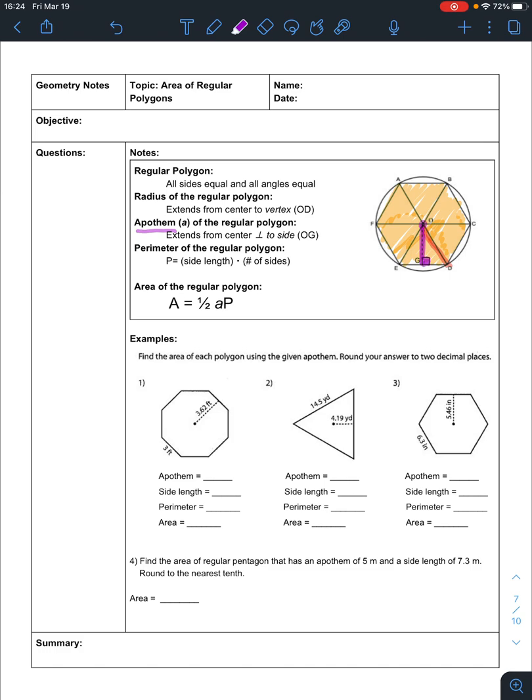And then the perimeter. Perimeter would be you add up all the sides, or you take the side length and you multiply it by the number of sides. So the equation that you're going to need is the area of a regular polygon.